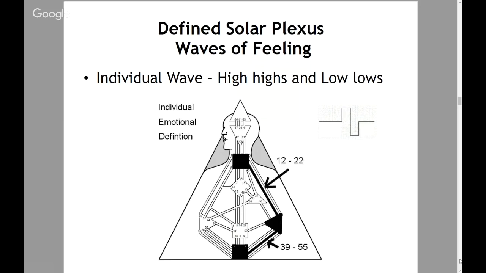So if you have the inner channel colored in, that's the second channel on the inside, the 12-22, or the middle channel on the bottom, the 39-55, either one of these channels or both of these channels, you will tend to have more emotional highs and lows that have a pattern of being high, really high, high highs, and low lows. By the way, individual creative energy is all about art and creativity.